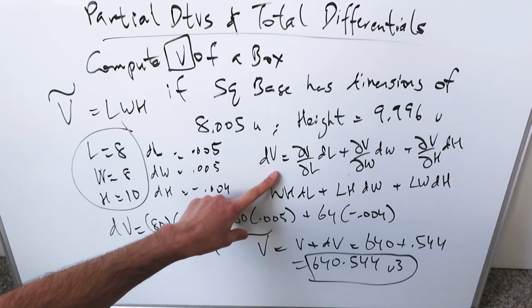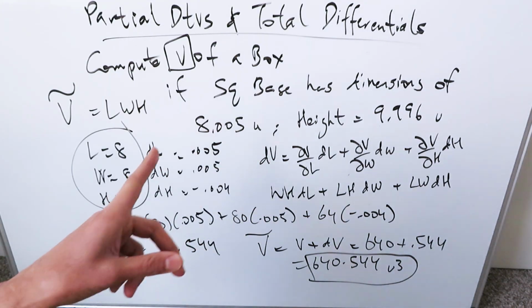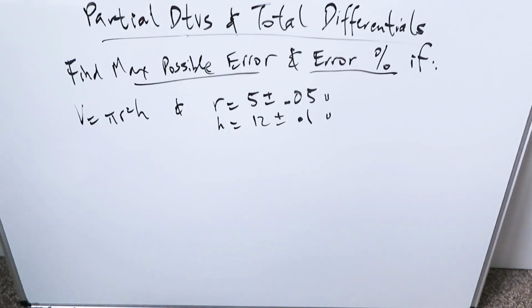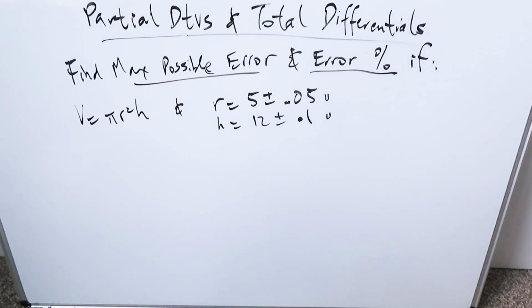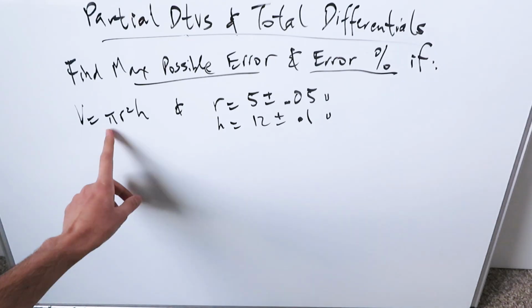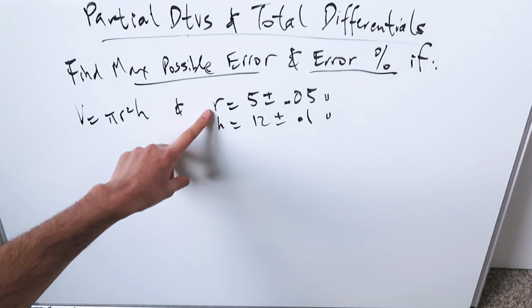Then you do something with that, and what you do with that total differential depends on what type of analysis or question you're looking at. Let's look over here at an error analysis question. We have to find the maximum possible error and the error percentage with regards to the volume of a cylinder, pi r squared h, given these dimensions.